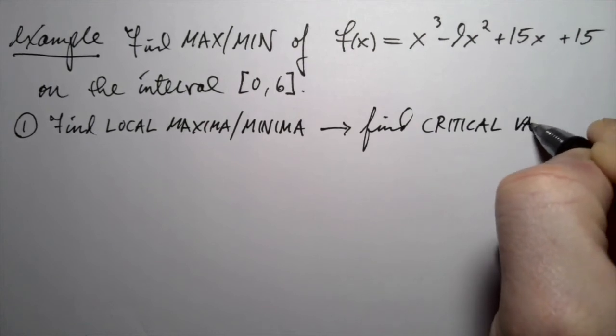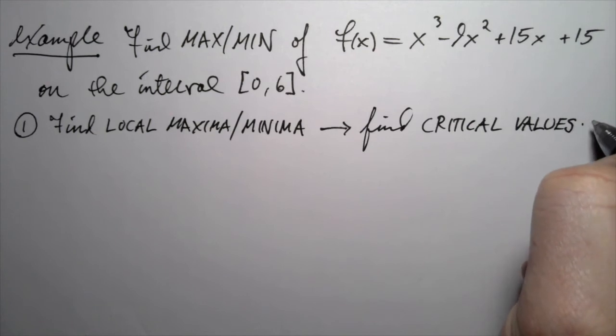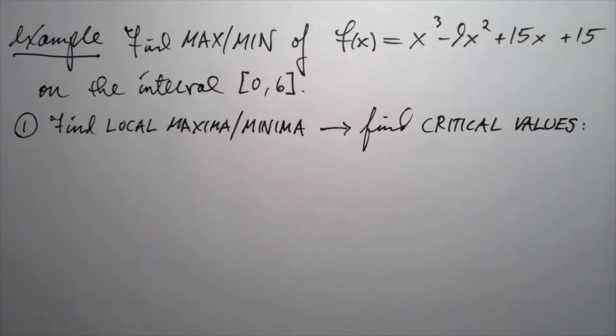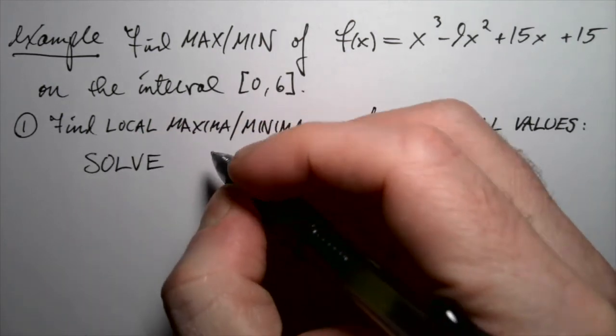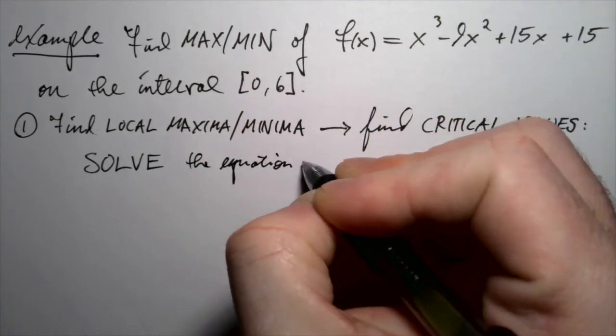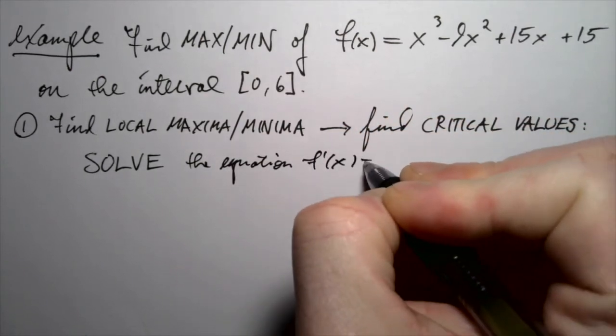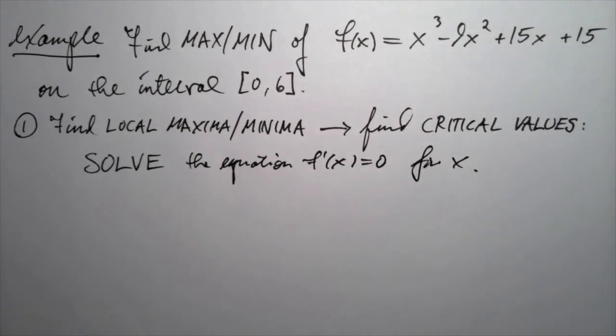Since we saw that all of the local maxima and local minima occur at critical values, it suffices to find the critical values. That just means that we need to figure out where the derivative is 0. We need to solve the equation f prime of x equals 0 for x. That'll tell us what the critical values are.